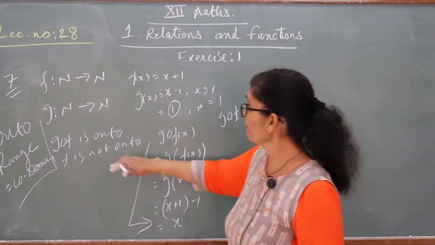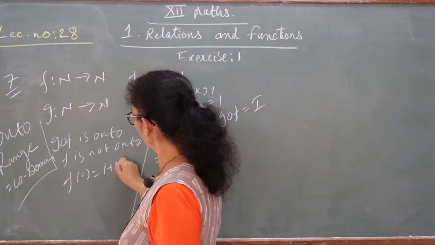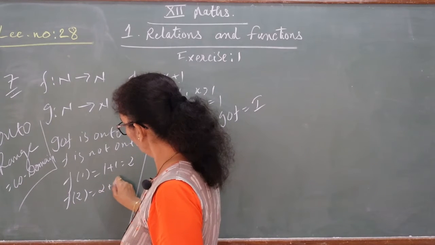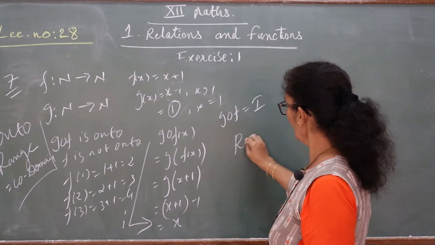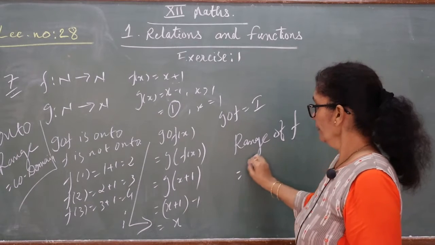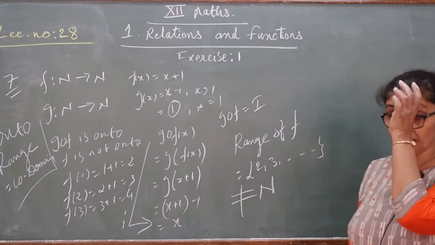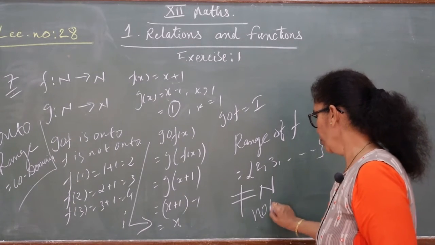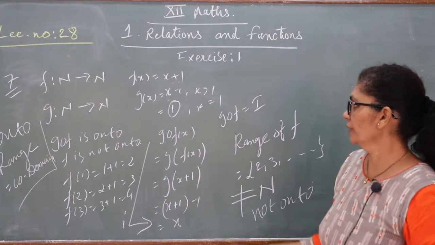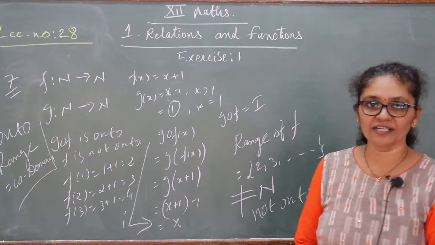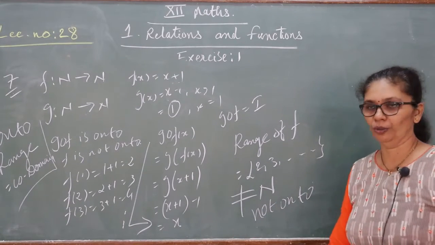But f is not onto. Why is f not onto? Let's prove it. Let's start with natural numbers. First natural number 1, so x plus 1: 1 plus 1 will be 2. Second natural number 2: 2 plus 1 will be 3. Third natural number 3: 3 plus 1 will be 4, and so on. So when you find the range of f, it starts with 2, 3 and so on, which is not equal to the natural numbers because the first natural number 1 is missing. So from this you can say it is not onto. But g over f we are getting identity, and definitely if you put 1, 2, 3 and so on, you get 1, 2, 3 and so on only, because the identity function maps to itself. So from this you can recognize that g over f is onto, but f is not onto.